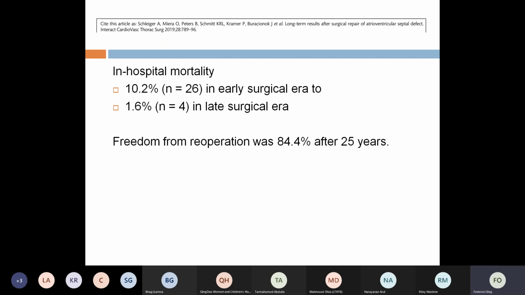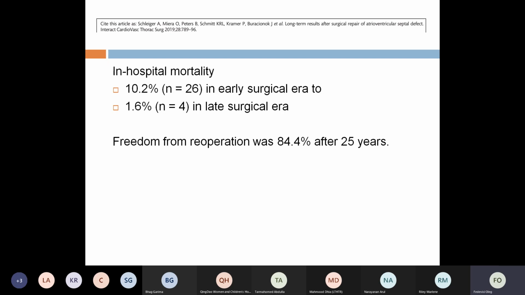And you can see the immediate result is pretty good. At the moment, it's 1.6% of mortality in current era, and it was pretty high in the 90s. It was about 10%.